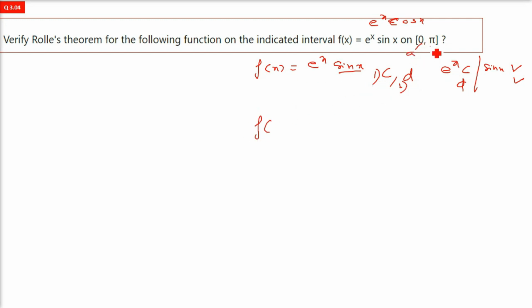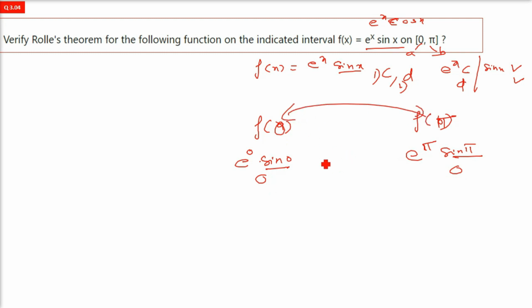The next one: a is 0 and b is pi. So we will find out f(a) and f(b). In place of a, put 0, and in place of b, replace it by pi. Then we have e raised 0 sin 0 and e raised pi sin pi. Sin 0 is 0 only, so the value of f(0) is 0. And for e to the power pi sin pi, again the value is 0. In both cases, f(0) and f(pi), the value is 0. So continuity and differentiability are established, and f(a) equals f(b) is also established.